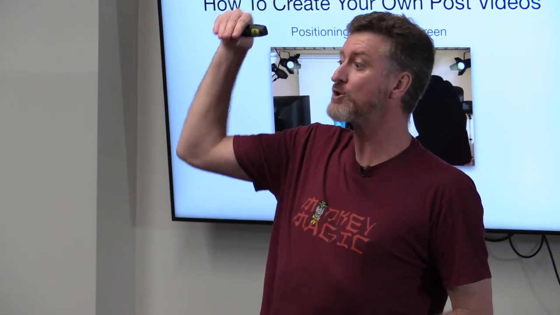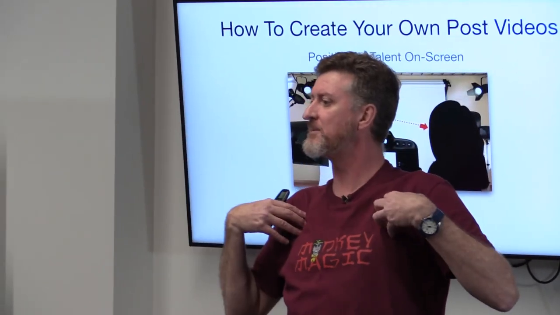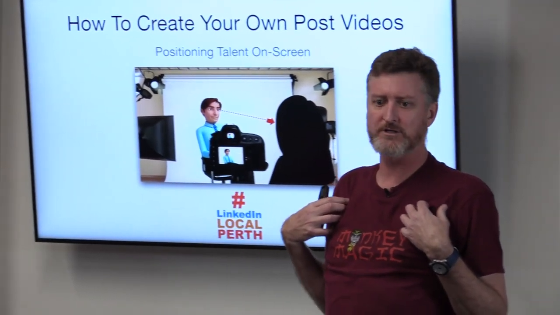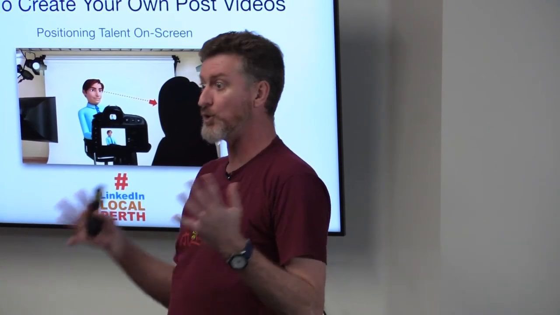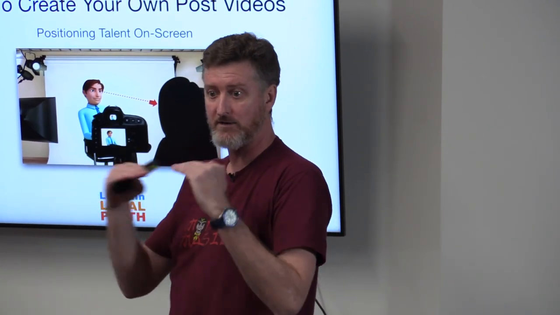What does that mean? If I'm looking up at someone, what position am I in? Subservient position. You don't want your viewer or the person on camera to be in a dominant or a subservient position. So that's why eye line or eye level is important.